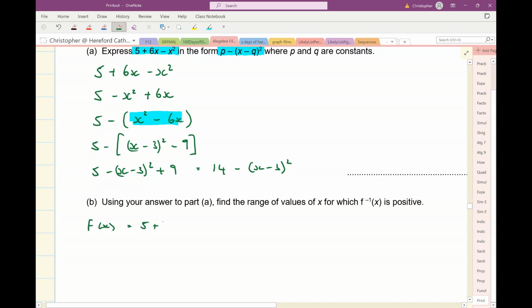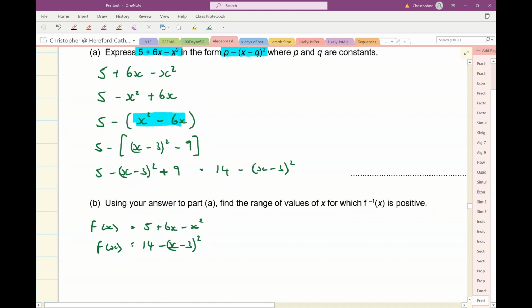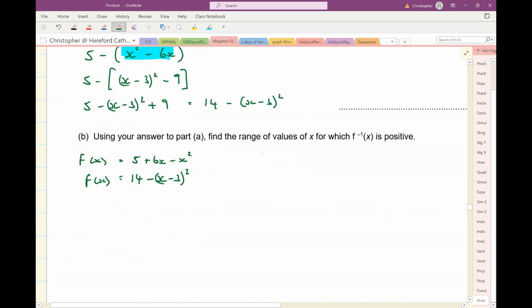5 plus 6x minus x squared, and I know that that equals 14 minus (x minus 3) squared. So there's my expression for f of x. And the first thing I need to do is find the inverse function. So I'm going to write y equals 14 minus (x minus 3) squared, and now I'm going to rearrange this to make x the subject.